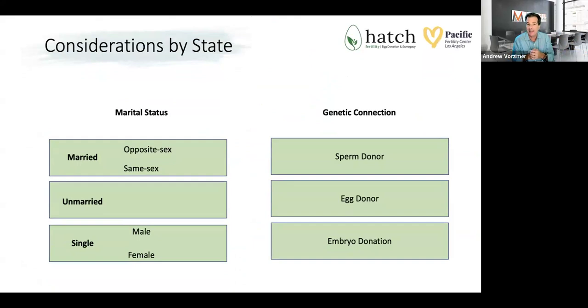because by definition, one of them will not be genetically related. They'll need to work with either an egg donor or sperm donor. And the reason we're going to focus on those jurisdictions is those are the states that, whether we work with the donor or not, they're going to allow for a pre-birth order.